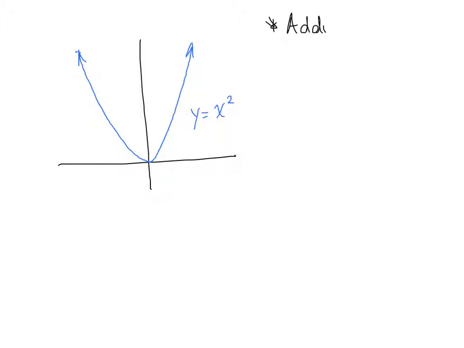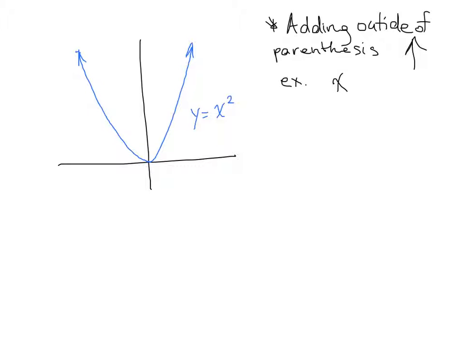So adding outside of parentheses or no parentheses moves the graph up. And I'll just put an arrow. All right, which means, for example, if we have x squared, so notice that the x is squared, it's not x plus anything squared, it's just x squared, plus 3. So y is equal to x squared plus 3. This is telling us that we need to move our graph up. So it moves up 3.